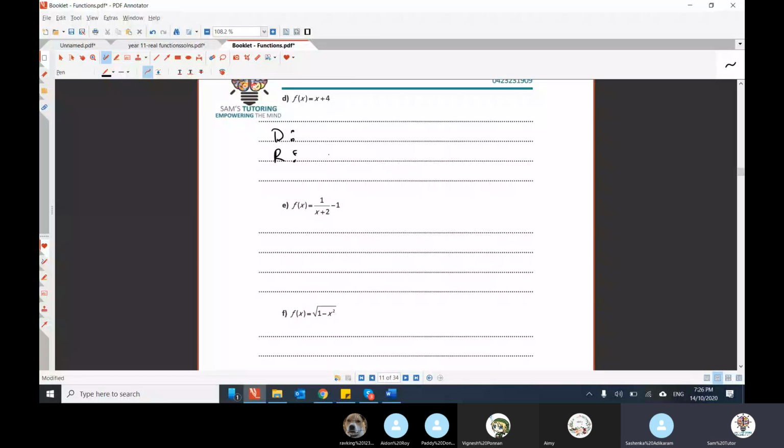Ooh, no, it's just x plus 4. That's just a straight line. So if it's just a straight line, shifting it up 4 doesn't really matter. It's still all real y, or all real x. That's fine. Domain and range for the next one.